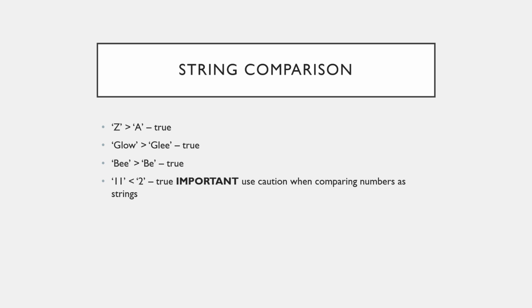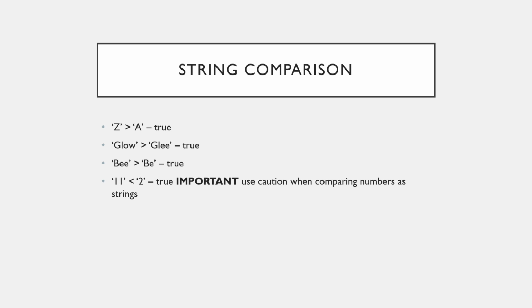The second comparison, glow and glee, needs more steps as strings are compared character by character, as I mentioned before. So let's try to do that. So G is the same as G, right? So the next letter L is the same as L. And lastly, we come to O, which is greater than E, and we are stopping there. The first string is greater.